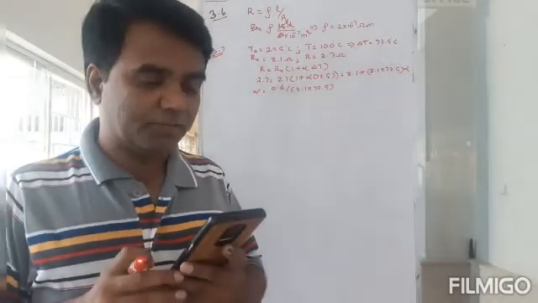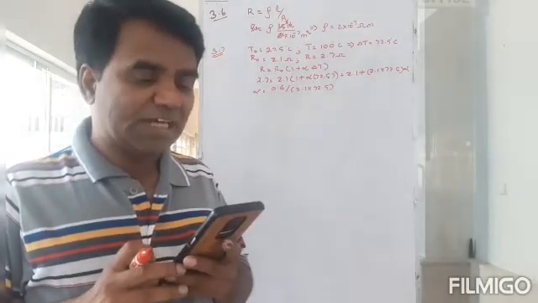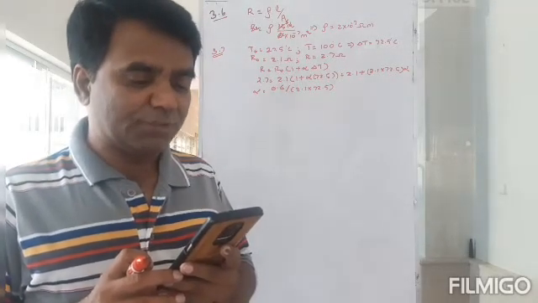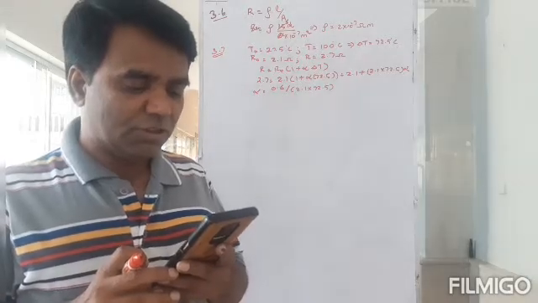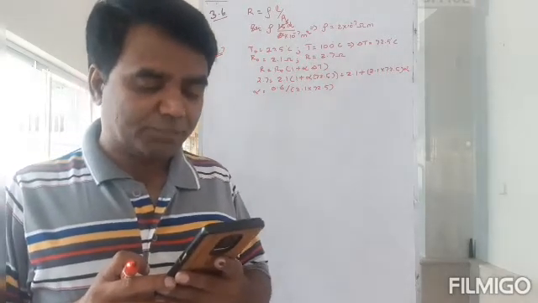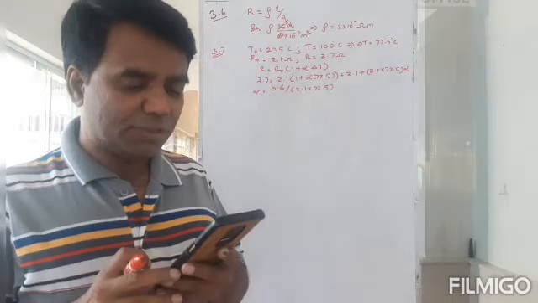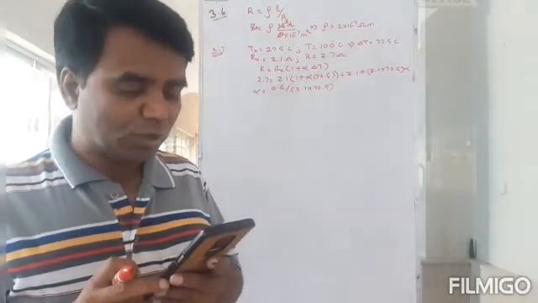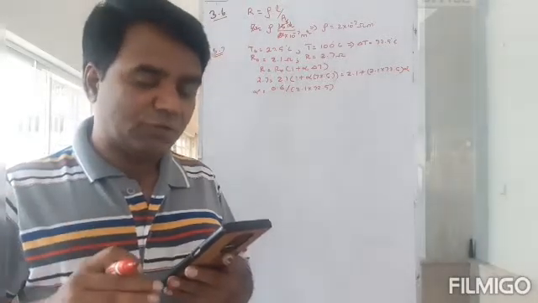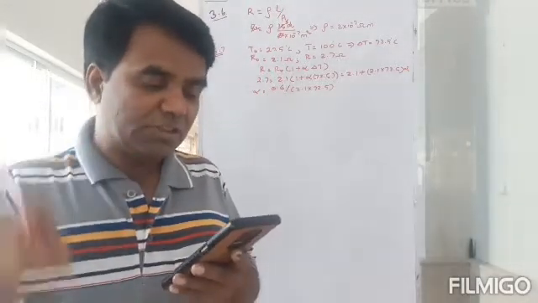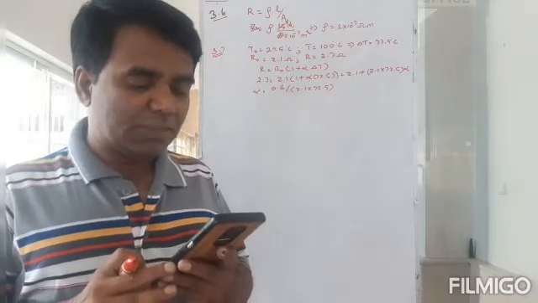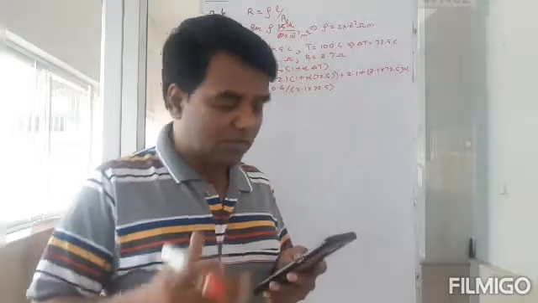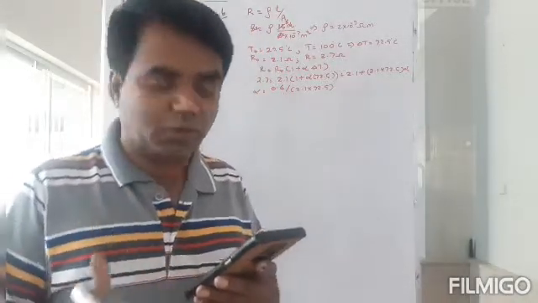Then 3.8: a heating element using nichrome connected to a 230 volt supply draws an initial current of 3.2 amperes, which settles after a few seconds to a steady value of 2.8 amperes. Then what is the steady temperature of the heating element if the room temperature is 27 degrees Celsius? The temperature coefficient of resistance of nichrome averaged over the temperature range involved is 1.7 into 10 power minus 4 per degree Celsius. This is something that you have already done, like the example problem.